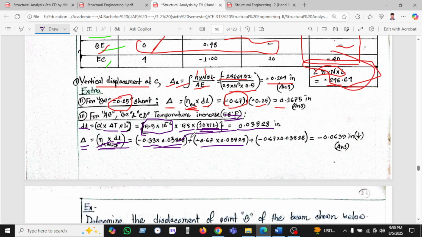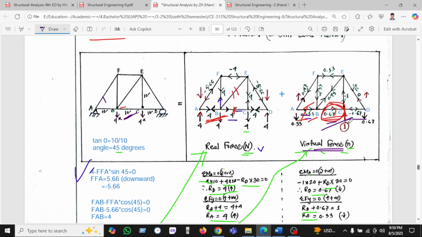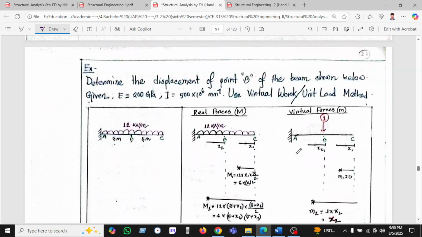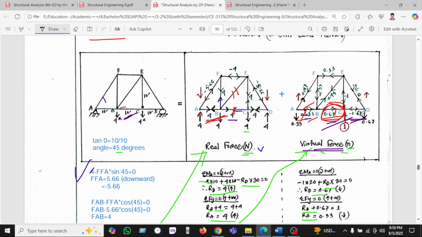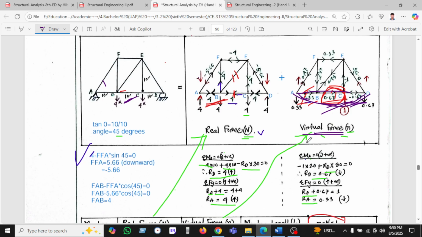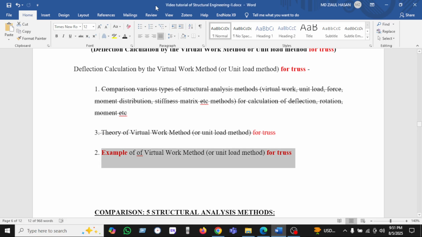And 0.038. This is another one. The last one is the CD member, which is 0.67. So 0.67 into 0.38, and in this case we found 0.06 and 38. It will be in inches, downward, as we have also seen here. The member will deflect like this.